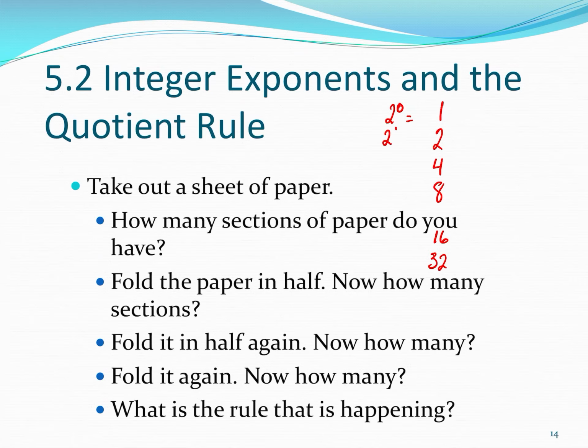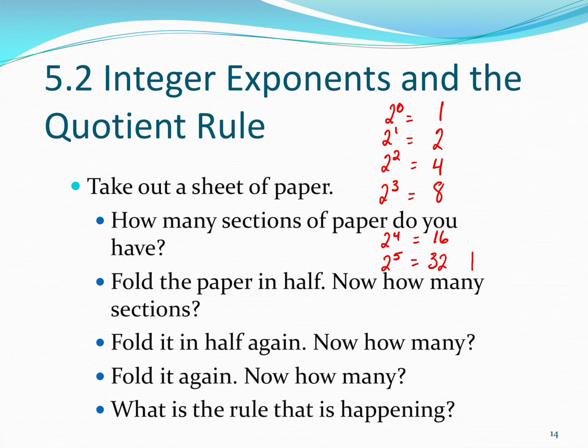Now, what you have done when you do this is you have created a pattern for what happens when you take the number 2 and raise it to an exponent. And the exponent is the number of folds that you had. So when you had 0 folds, you had one section of paper. When you had 1 fold, you had 2 sections. When you had 2 folds, you had 4 sections, and so on. All the way down to 2 to the 5th, which is 32. Now, my question for you is, what's the pattern?